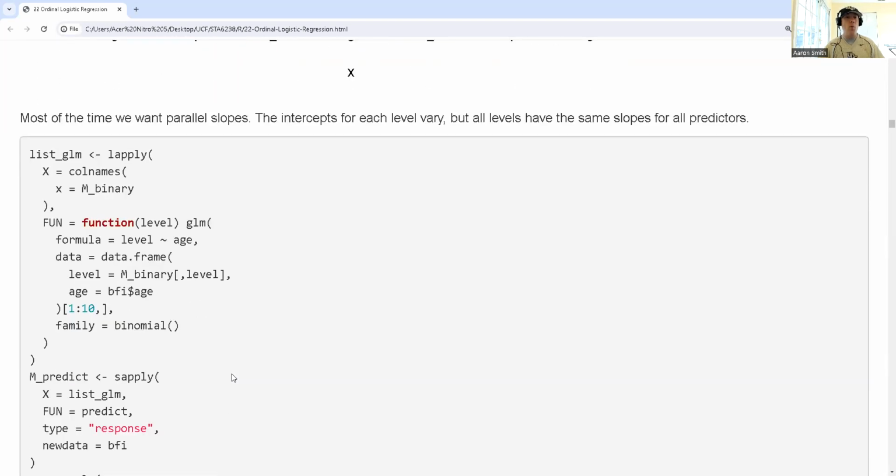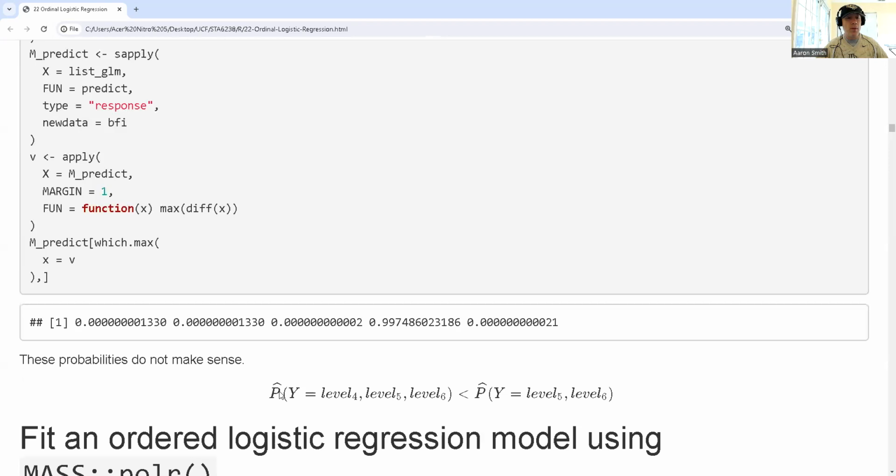All right, so most of the time we want parallel slopes. The intercepts for each level will vary, but all levels have the same slopes for all predictors. So if I had 5 predictor variables when I'm doing ordinal logistic regression, every single predictor variable will have exactly the same slope for all 5 models. And it'll be the intercept that varies to get things a little bit more tuned to the individual level.